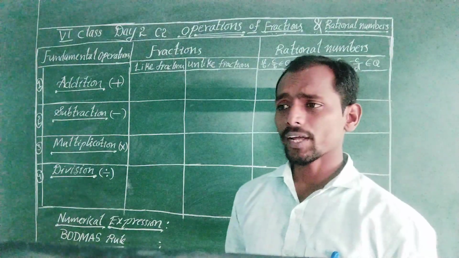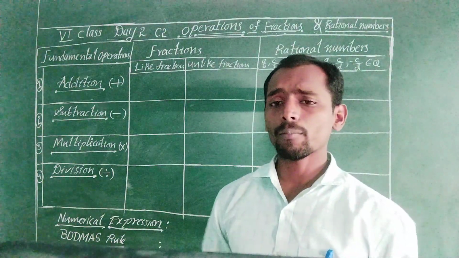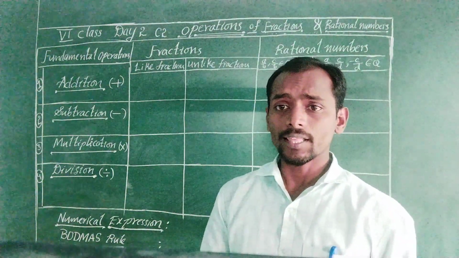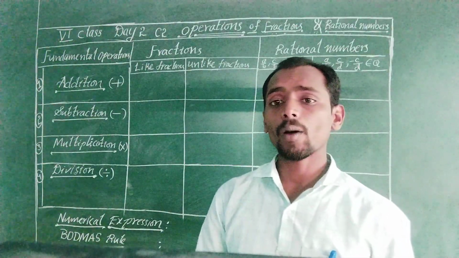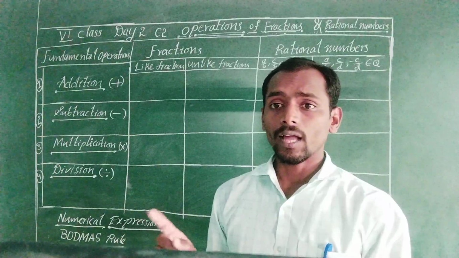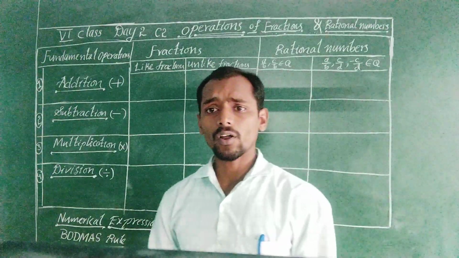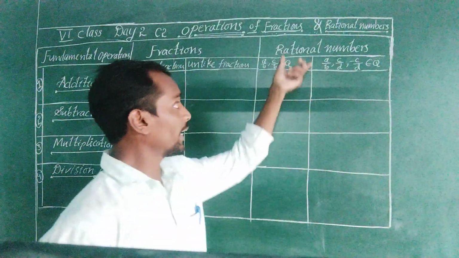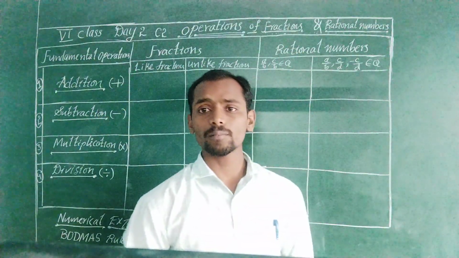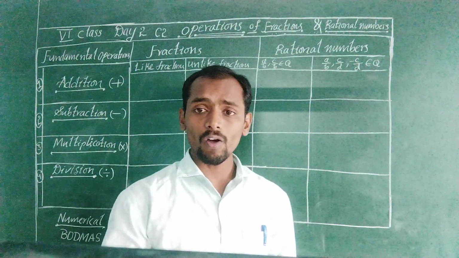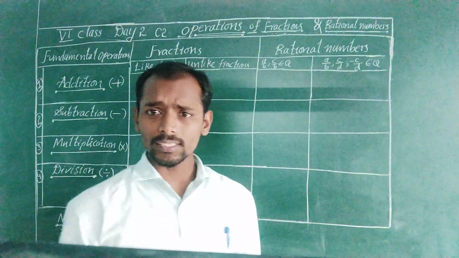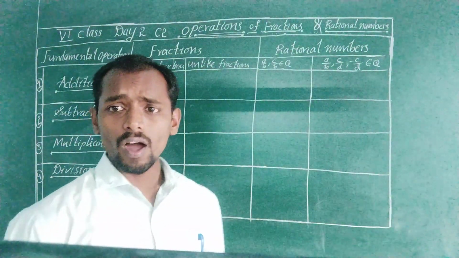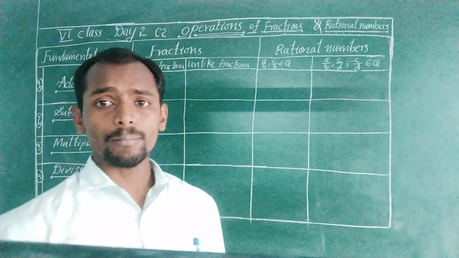Here, what are fractions? Let us remember the definition of fractions. The numbers which are in the form of a by b, where a, b belong to whole numbers and b not equal to 0, are called fractions. What are rational numbers? The numbers in the form of p by q, where p and q belong to integers and q not equal to 0, are called rational numbers.